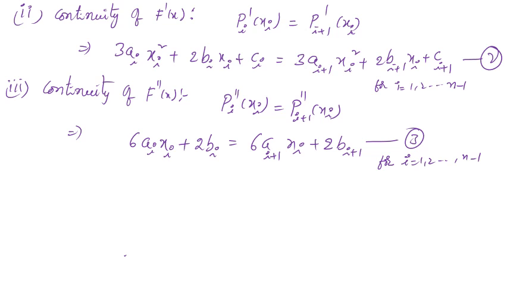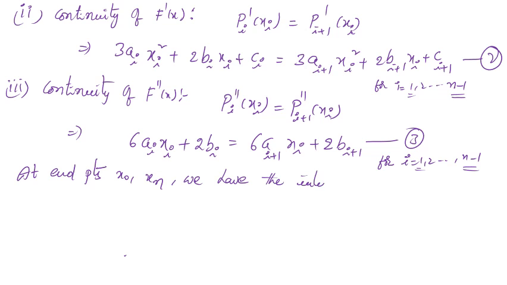And at the endpoints, what are the endpoints? x0 comma xn. All i is from 1 to n minus 1 only, so 0 and n are excluded in all these three equations. So at the endpoints x0 comma xn, we have the interpolatory conditions.